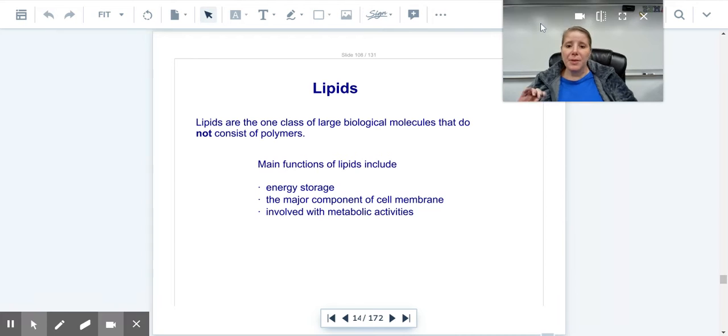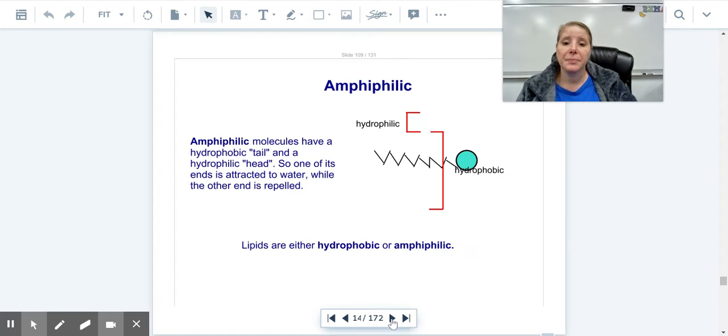Okay, guys, so I'm going to teach you about lipids now. We talked about the other biological molecules. Now we're going to talk lipids. Lipids are not considered polymers. They're not considered polymers because they don't just repeat the same units all the time. They repeat with different things. Their main function is to store energy. They work in all of your metabolic activities, and they are a major component of your cell membrane, not wall, excuse me.